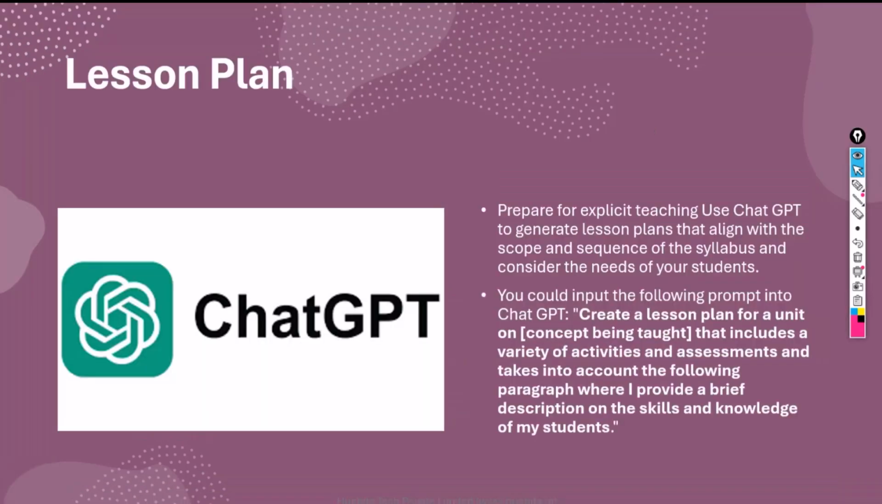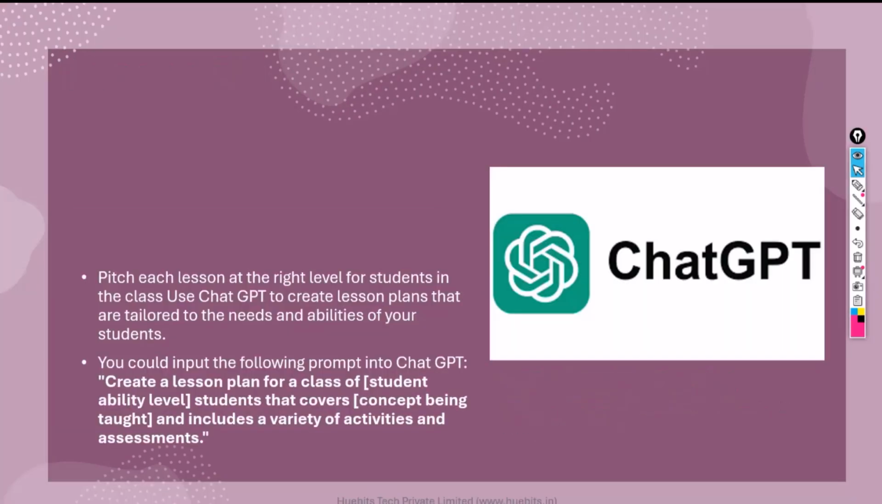Then you can see here, suppose you want to set the student level, for example, pitch each lesson at the right level of the students in the class. For that you can use a prompt like this: create a lesson plan for a class of dash ability. So there are students of different abilities. Some are in section A, B, C. In section A, they are very good students. Section B, average students. Section C, weaker students. We should not use one single lesson plan for every classroom. Sometimes it may not work.